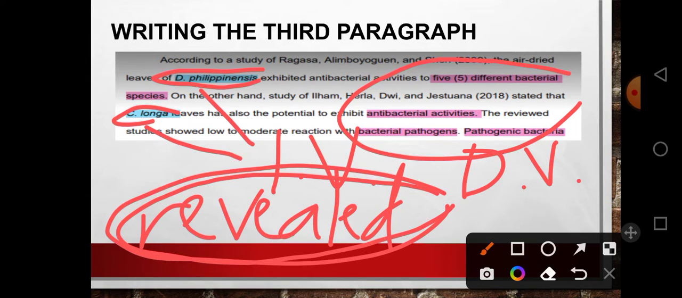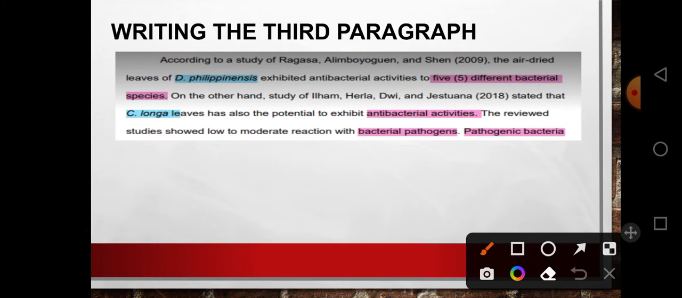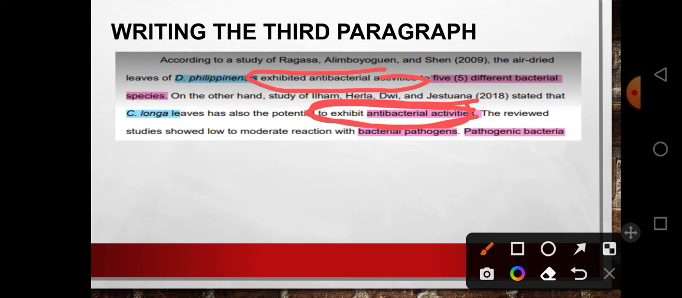Furthermore, let's take a look at this part. They exhibited antibacterial activities, and also have the potential to exhibit antibacterial activities. So Dillenia philippinensis exhibited antibacterial activities, and Curcuma longa also has the potential to exhibit antibacterial activities.